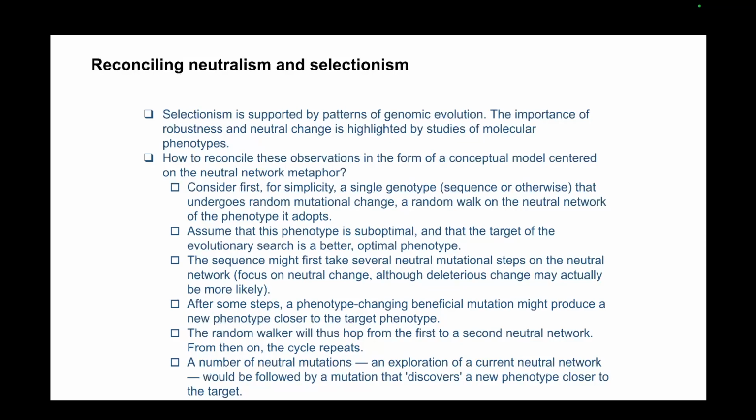And this new phenotype that is formed will be selected because it is a better phenotype than the suboptimal older phenotype that we were seeing. And the random walker will thus hop from the first to a second neutral network. So as I said, you are in that particular neutral network, you are doing a random walk, and at one step you move from one genotype network to another genotype network. And so this cycle goes on in evolution. A number of neutral mutations and exploration of the current neutral network would be followed by a mutation that discovers a newer phenotype closer to the target.